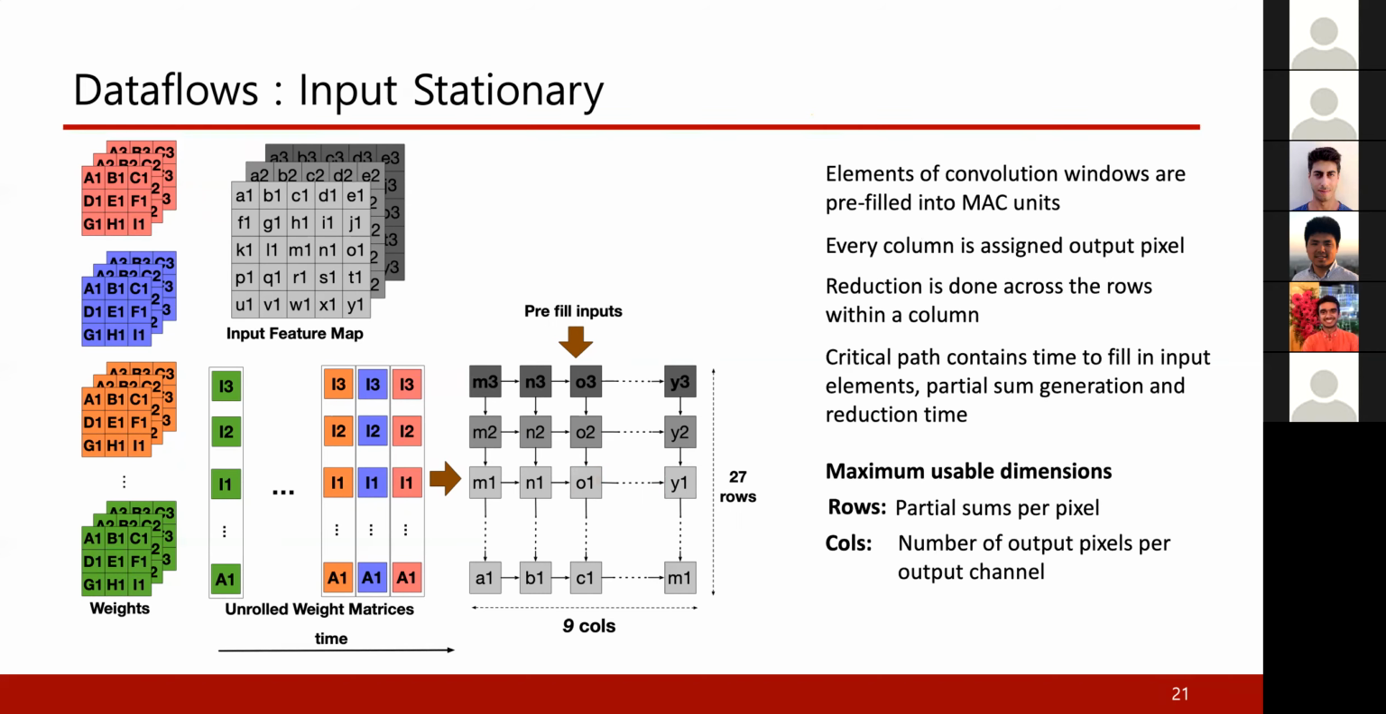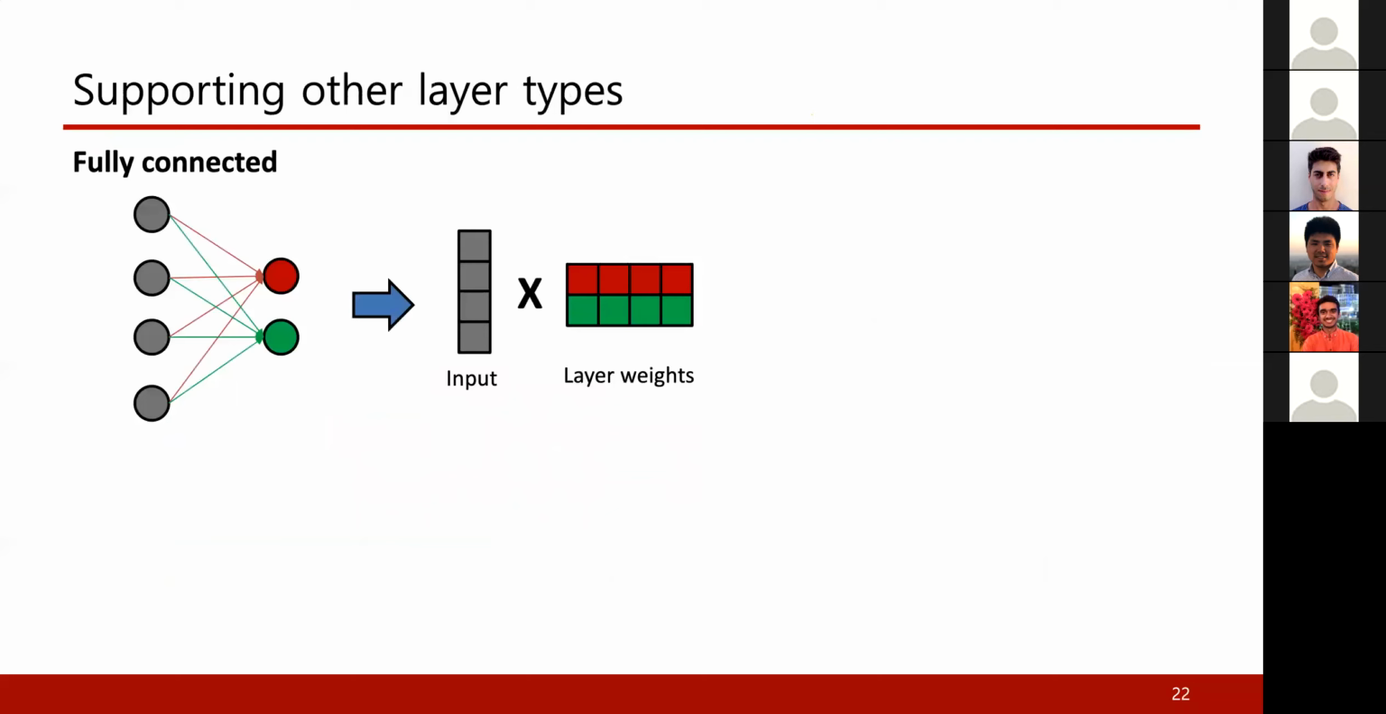This was convolution and GEMMs. So let me talk about the other layer types which we support. Obviously, this is a systolic array, so it is best for doing a GEMM operation. So anything which can be modeled as a matrix vector operation or matrix operation, like a fully connected layer, is supported.